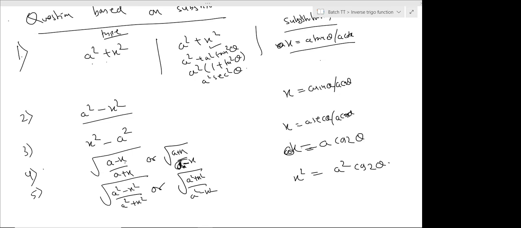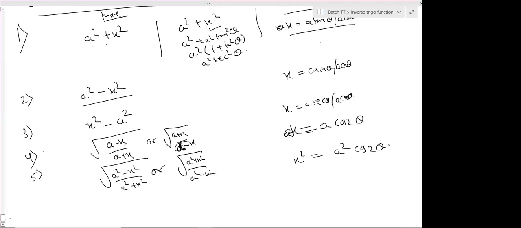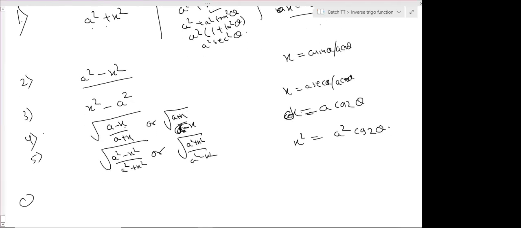Done, sir. All right, let's start with the question: tan inverse of x upon under root a square minus x square. Just use a simple substitution, whatever you think is right for this, and try to simplify. Very easy question. Yes, sir.